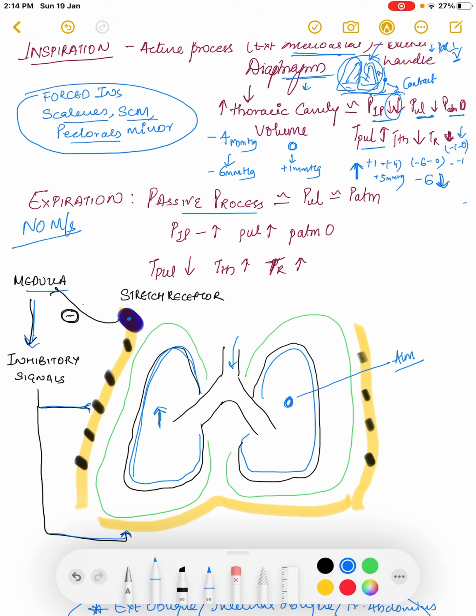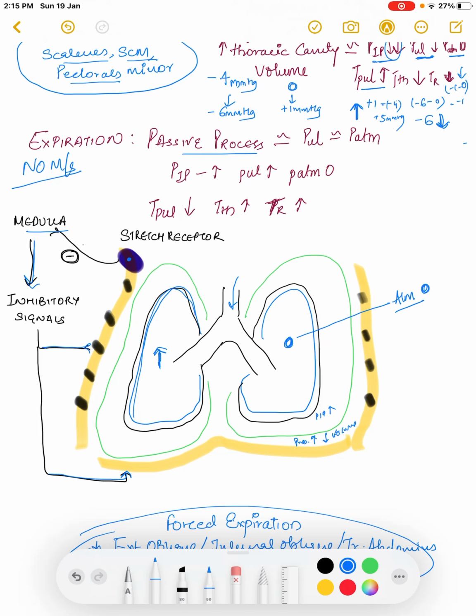Now the diaphragm and the intercostal muscles, which contracted in inspiration, get relaxed. When they relax, the thoracic volume decreases. Now the volume decreases, what happens? Pressure increases. Now the intrapleural pressure increases. Atmospheric pressure remains the same. Because the intrapulmonary pressure increases and intrapleural pressure increases, the transpulmonary pressure decreases.